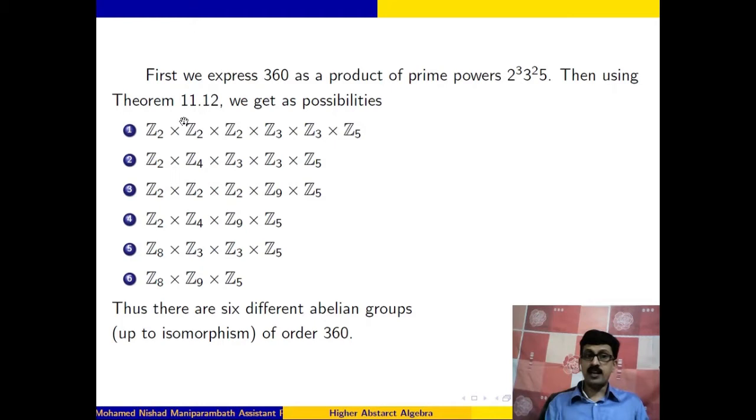All other structures are isomorphic to any of these 6. That is why, up to isomorphism, there are only 6 different abelian groups of order 360. That is very important. Any other abelian group of order 360 is any of these 6, or is isomorphic to these 6.